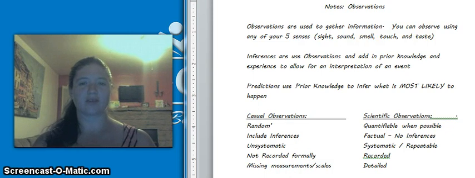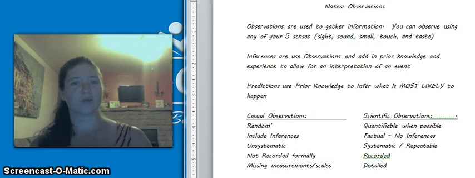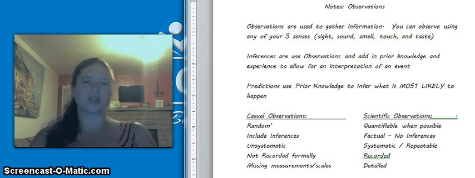Also, casual observations can include inferences. We often will say, oh, well, what did you think about this? Or what did you see? Tell me about it. And we include both our observations and our inferences in our language as we go through and describe what happened.